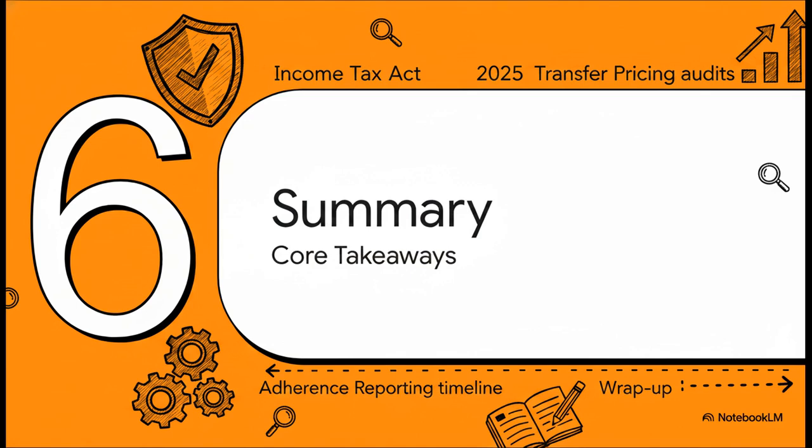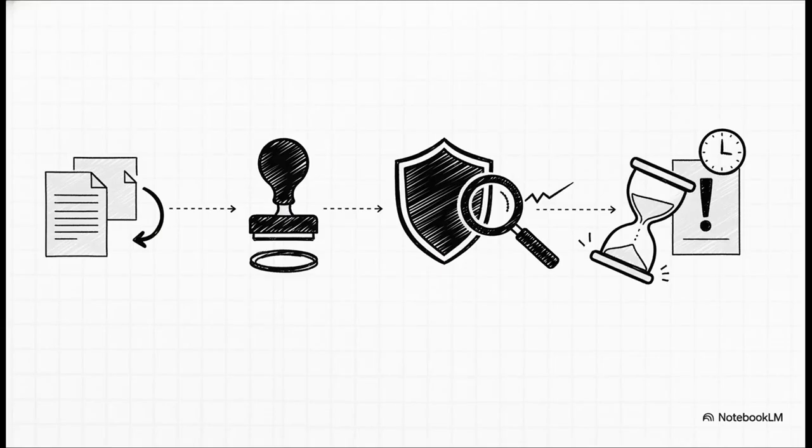And finally, Part 6, Summary and Key Takeaways. So, what is the absolutely crucial point of all this? Let's rapidly recap the 5 core takeaways you need to remember. First, Section 166 of the 2025 Act is the new sheriff in town, completely replacing Section 92CA. Second, an AO cannot just refer a case on a whim. Prior approval from a PCIT or CIT is absolutely mandatory.